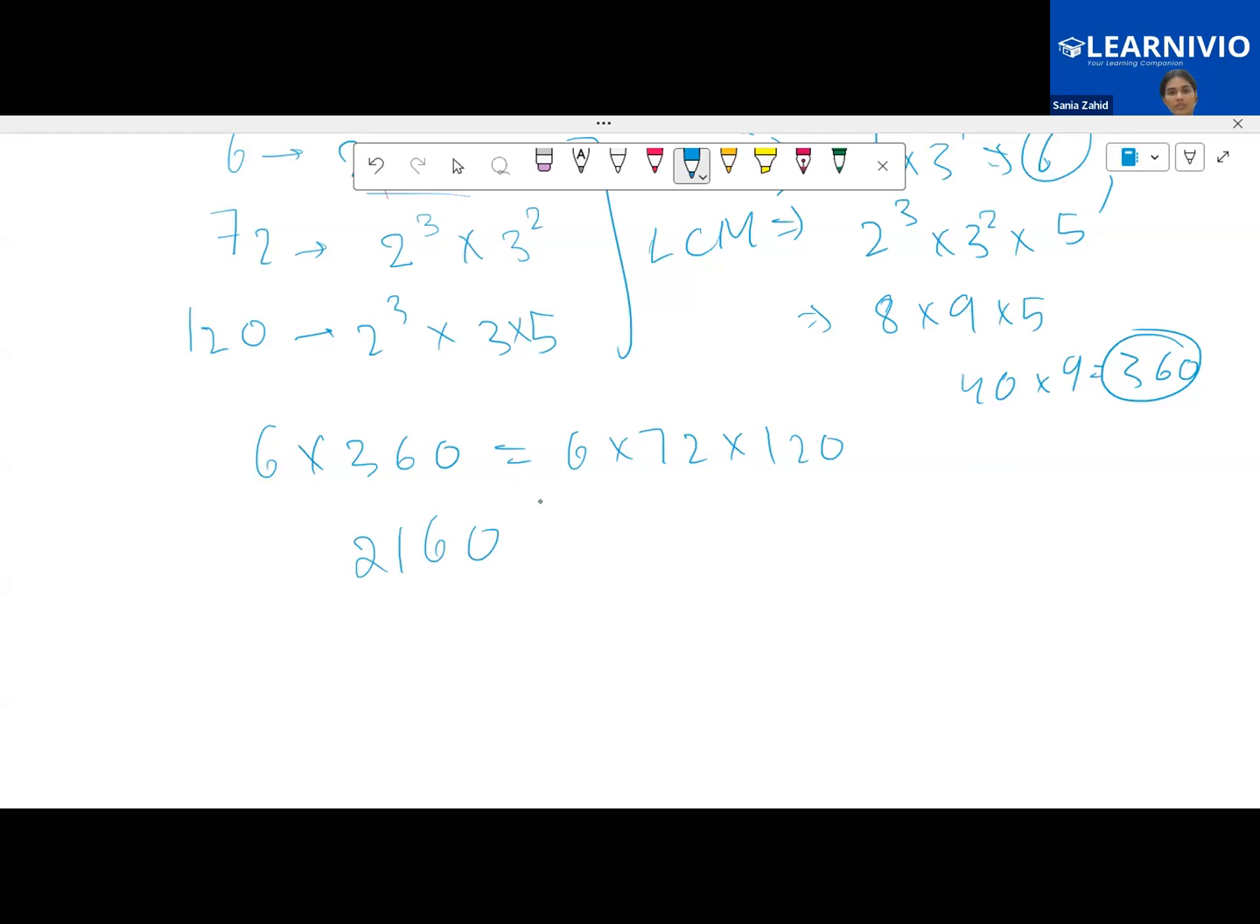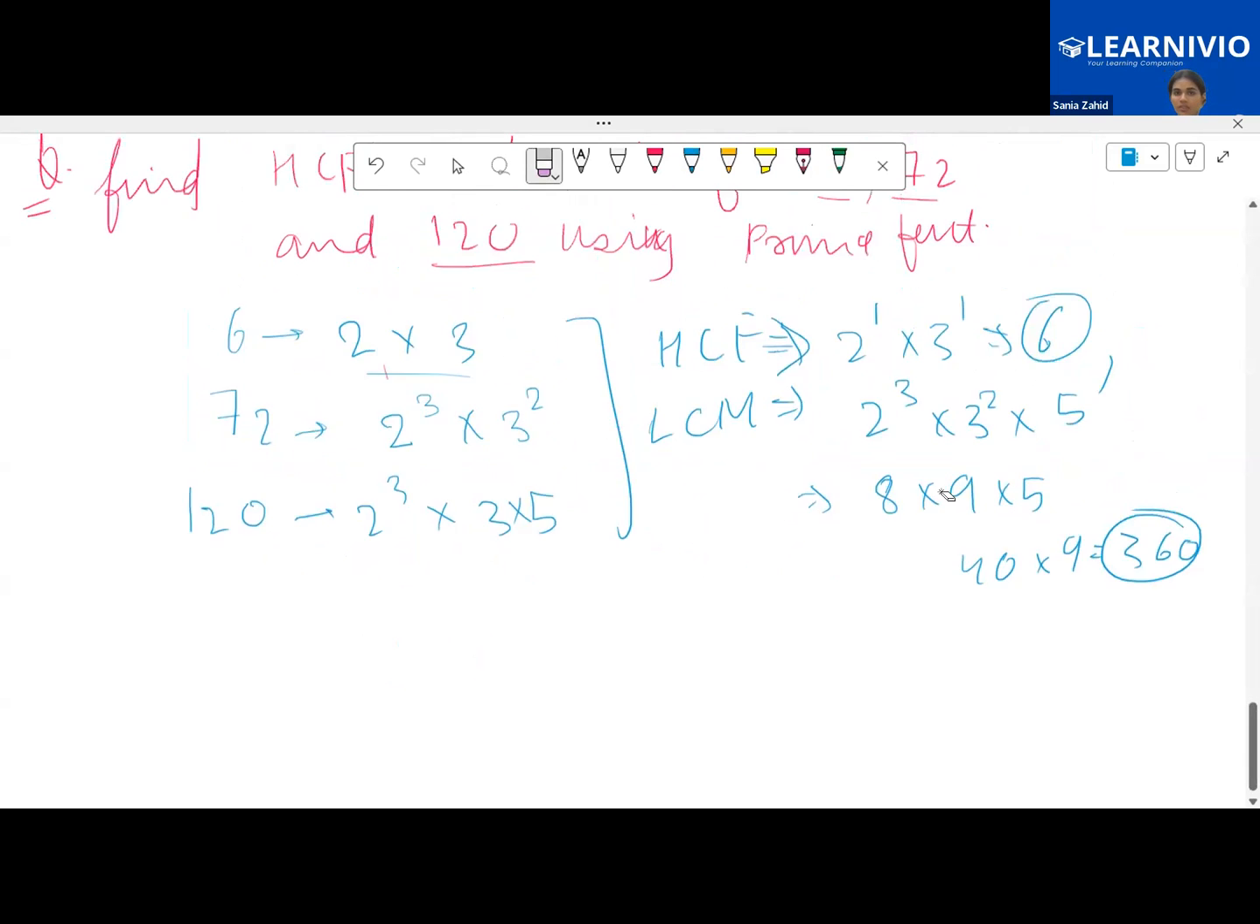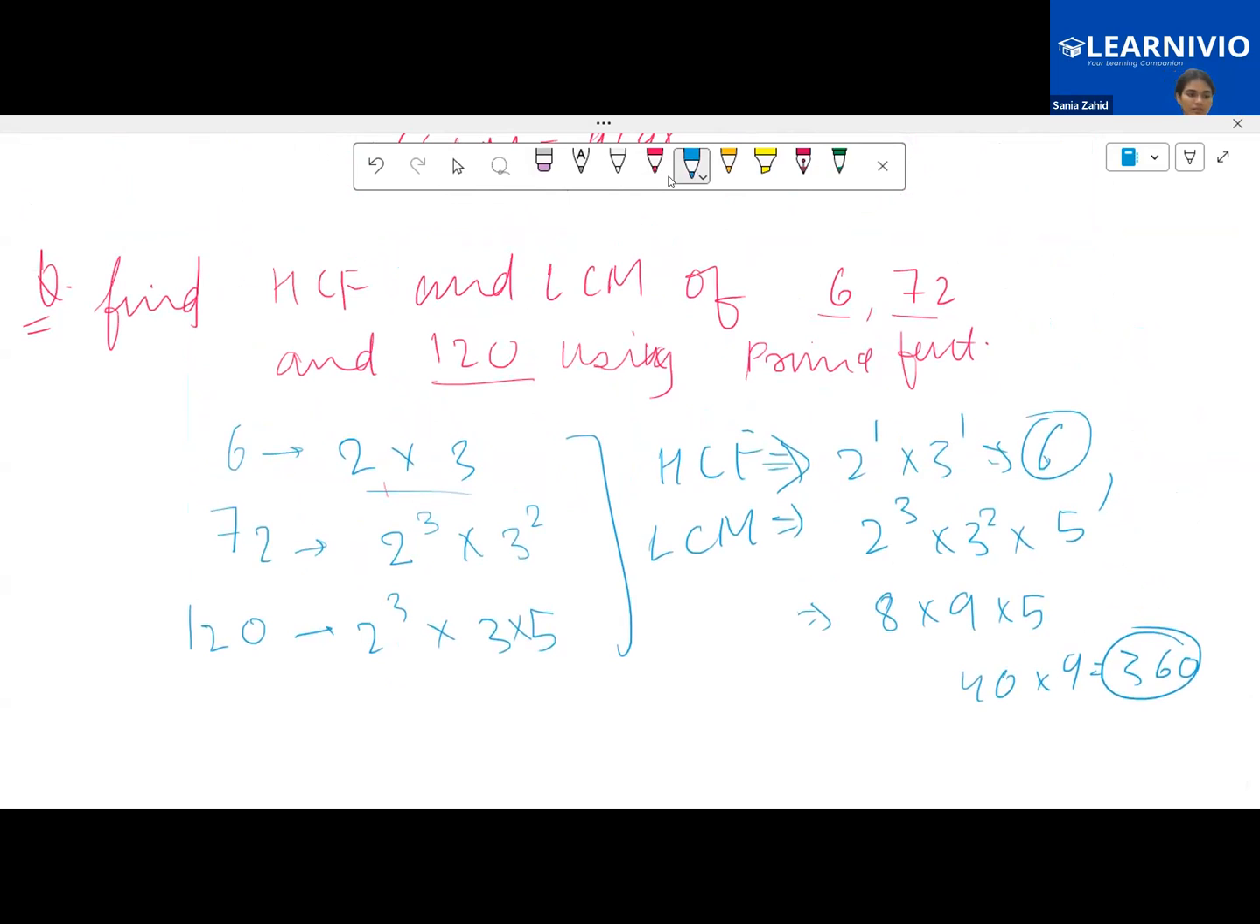No, wait. We have 3 numbers here, right? So that was true only for 2 numbers, not for 3 numbers. So you don't do it by this. You can just leave your answer here only, okay? You're getting the HCF and LCM correct? I'll just check in my textbook. No, I'm asking you. Are you getting 6 and 360 only? Yes, ma'am. Okay, that's correct.